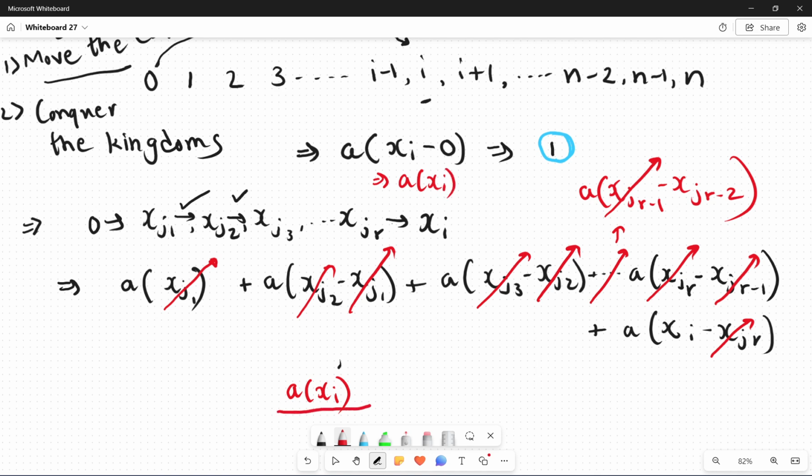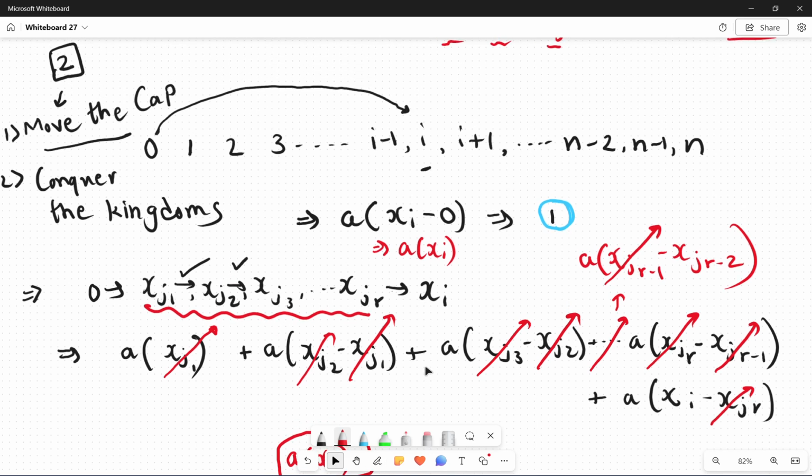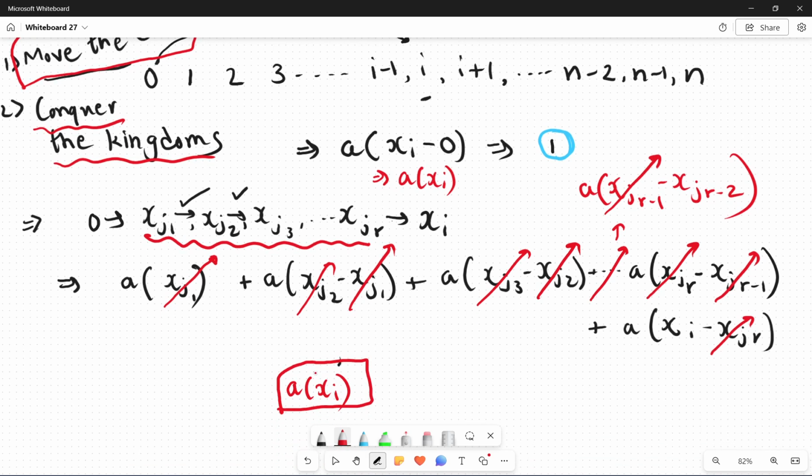So basically you can say that these indices don't matter, how you shift them, directly or through whatever arbitrary indices j1, j2, j3, or whatever it is. So we cannot minimize this thing, right? First step, moving the capital city to the ith index. But what we can optimize or minimize is this conquering the kingdoms part. Okay, so what you can notice here is that if you were on 0 in this first case, the first case is that directly shifting, direct shift when you conquer the ith city.